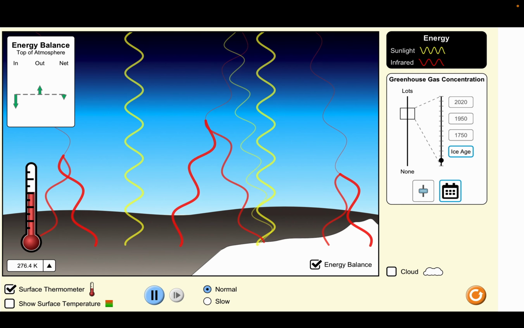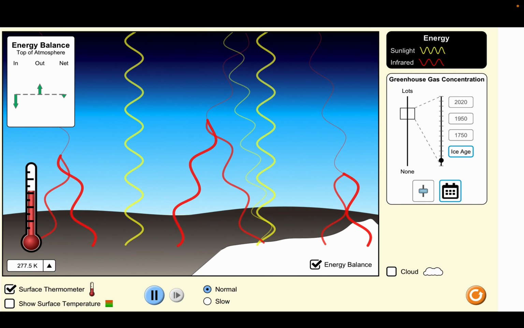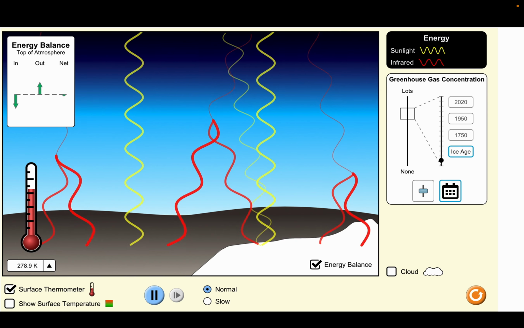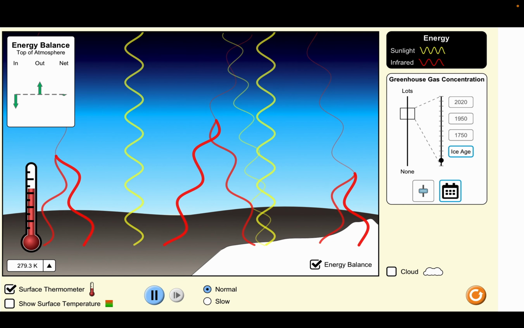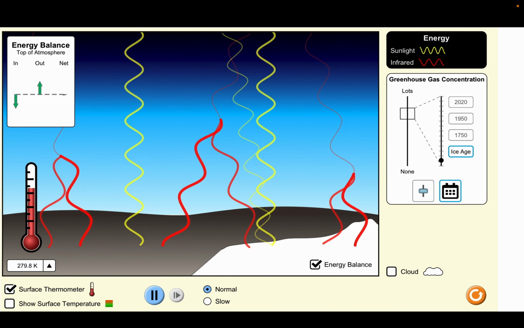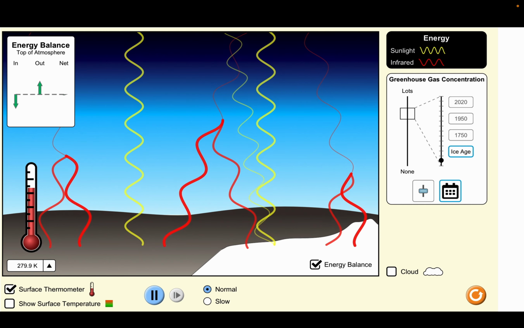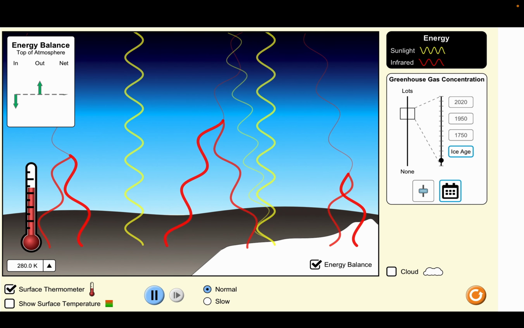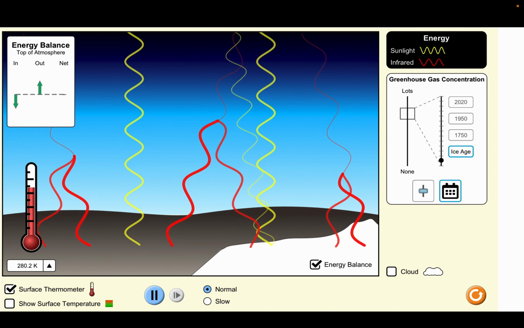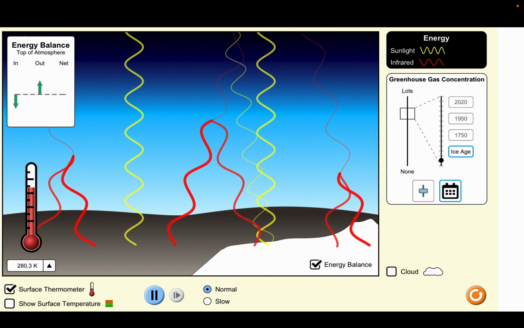Some of the infrared continues to leave the planet, but other infrared is being directed back towards the planet. And if I look at the energy balance there on the top left, it looks like it's reaching a point where the energy in matches the energy out. The thermometer itself is now up to around 280 Kelvin. This is corresponding to the Ice Age.